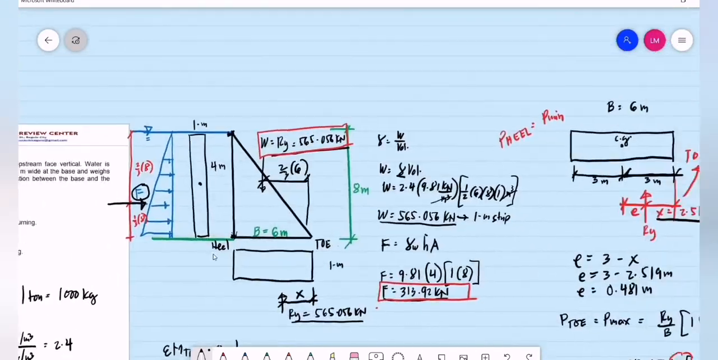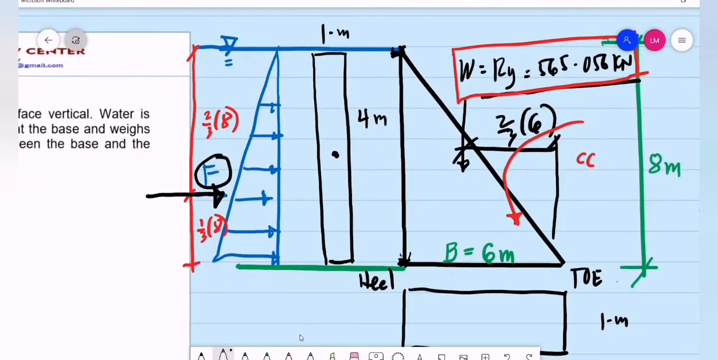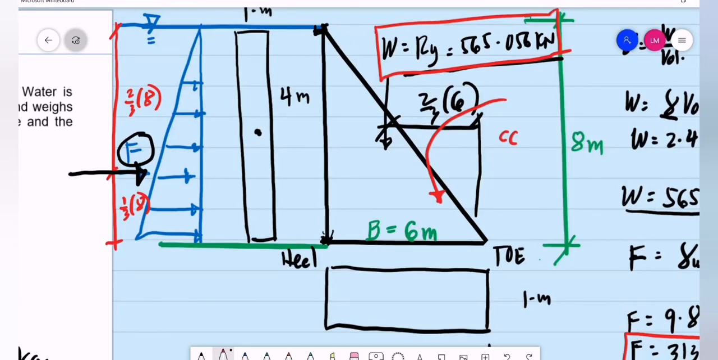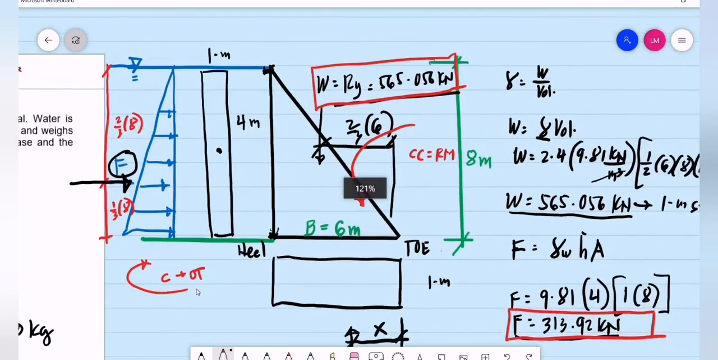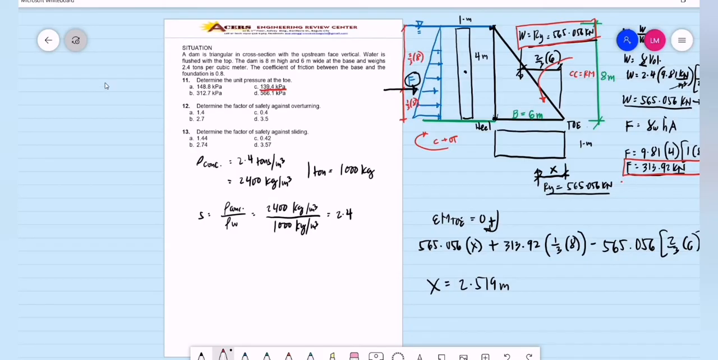Again, what are the moments that will keep the dam in position? Usually that is the moment caused by the self-weight, and if this is our orientation for the dam, usually they are counterclockwise. Then, the force that will make the dam fail is the hydrostatic force, and usually overturning moments are clockwise moments. So clockwise moments are usually overturning, and counterclockwise moments are usually righting or resisting moments. So we have 2.7 for problem number 12, which is on our choices.